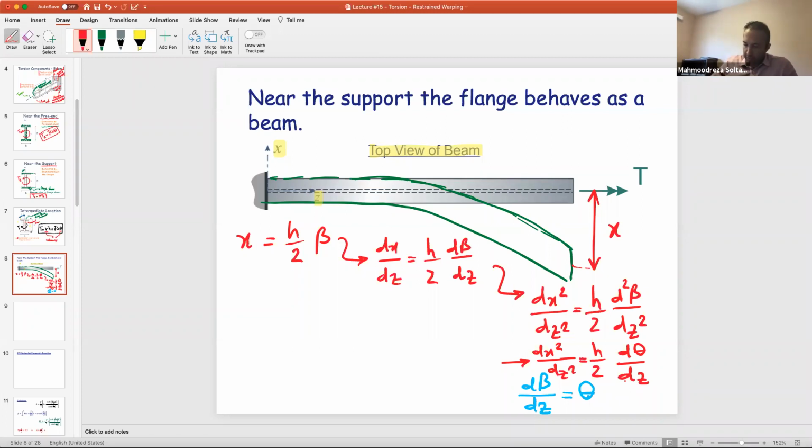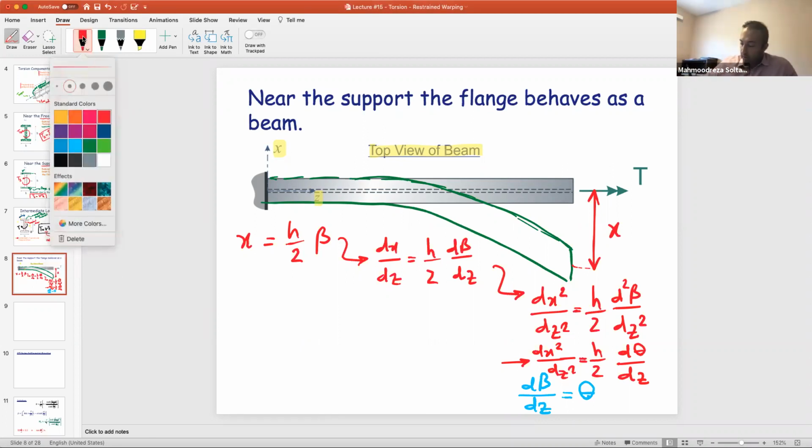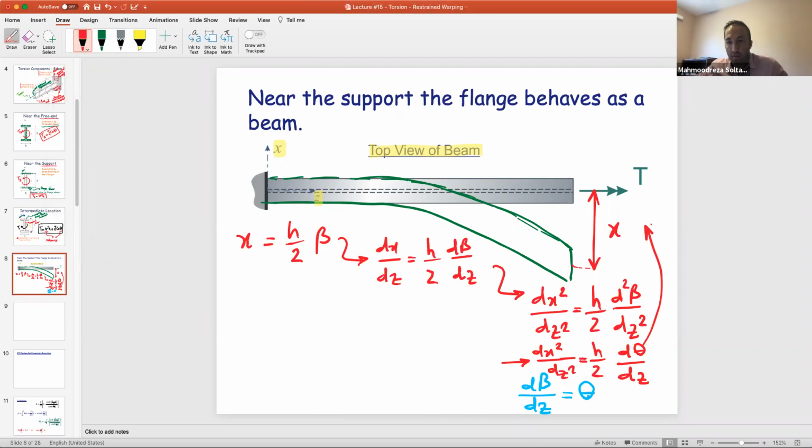As we discussed, this theta is the unit rate of twist. This is our expression. We have found this last expression. This is important, right? So far we have learned this.